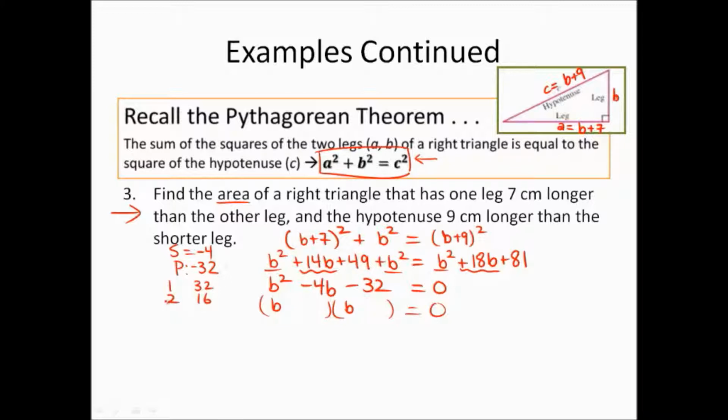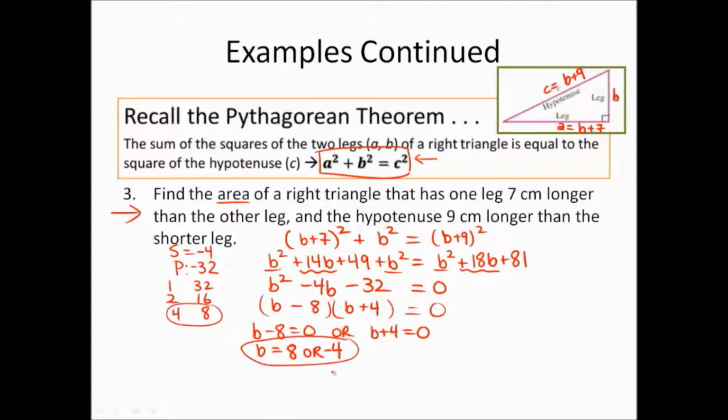Let's see here. 4 goes in 8 times. Oh, that's got a difference of 4. So we can use negative 8 plus 4, so that negative 8 plus 4 gives us negative 4. Negative 8 times 4 gives us negative 32. Now we can consider either b minus 8 equals 0 or b plus 4 equals 0 using the 0 property. Therefore, b would equal 8 or negative 4.